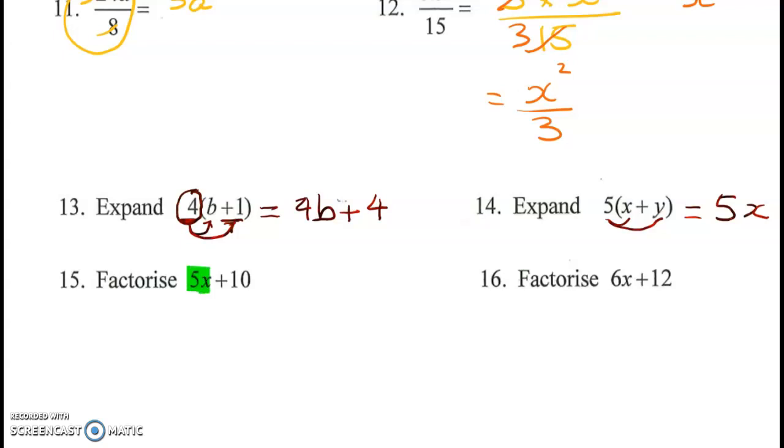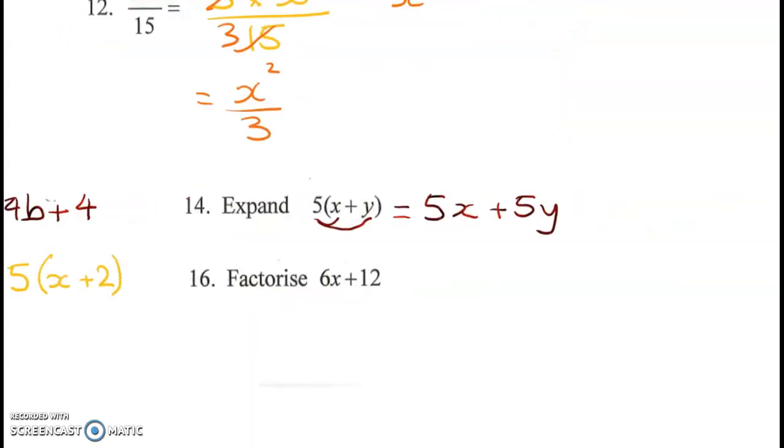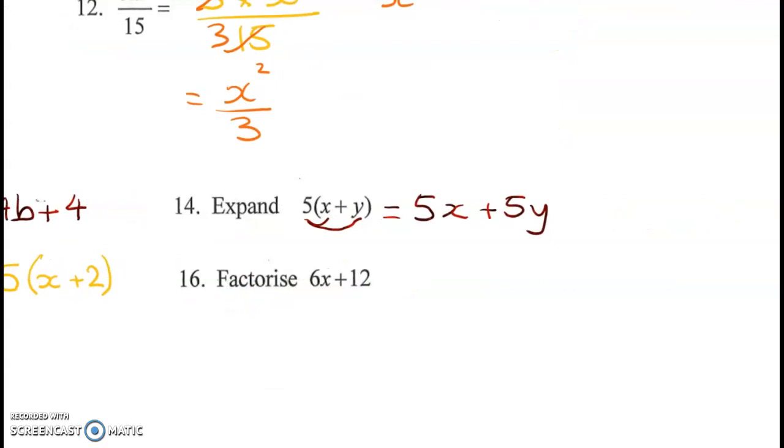Now factorizing is going back the other way. So we look at each term and we find the highest common factor. Highest common factor here is going to be 5. 5 times what will give me 5x, 5 times x. 5 times what will give me 10, 5 times 2. So that's that one done. Next one, factorize 6x plus 12. The highest common factor is 6. So it's going to be 6 times x plus 6 times 2. So that's that one now factorized.